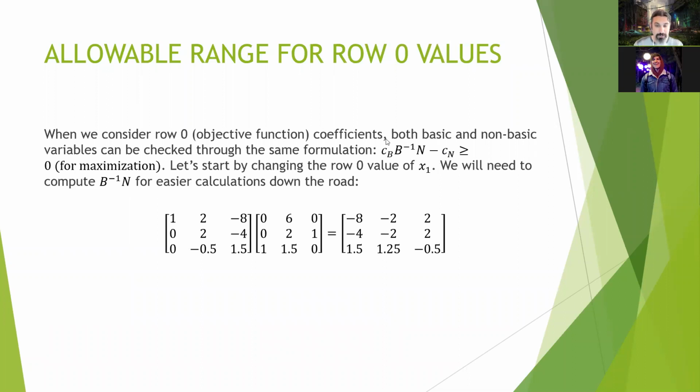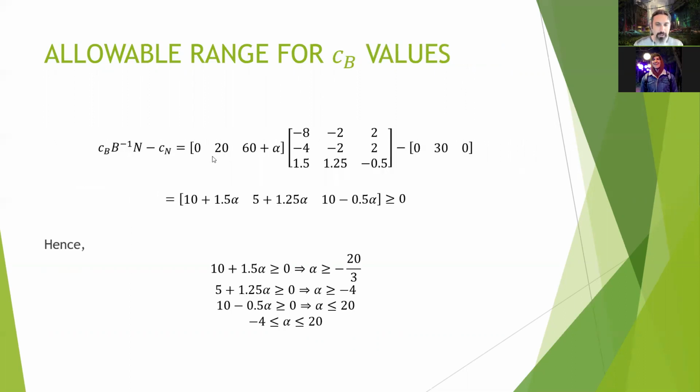Now, we will not use W, CB times B inverse, but we will use B inverse times N, because this won't change. We are not changing constraint coefficients yet. You can change them as well if you want, but we're not changing them. We are changing CB or CN, because these are row zero values. These are objective function coefficients values. So we are going to change them.